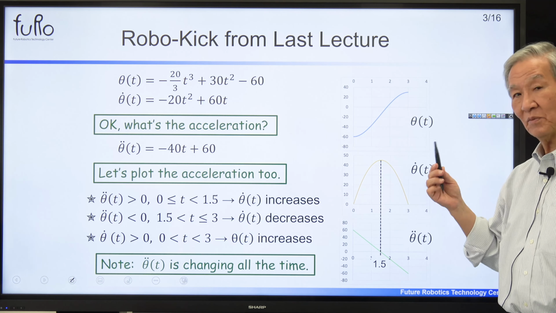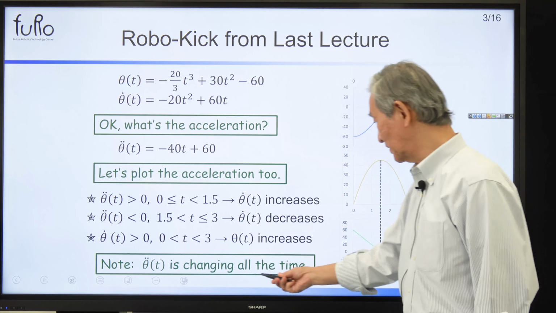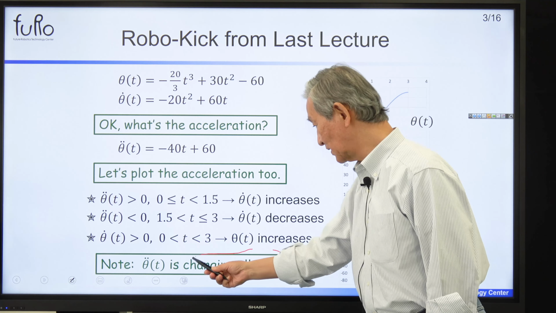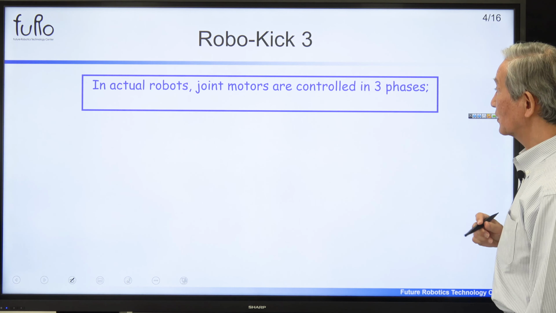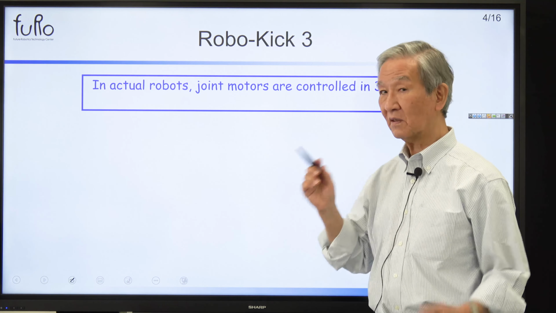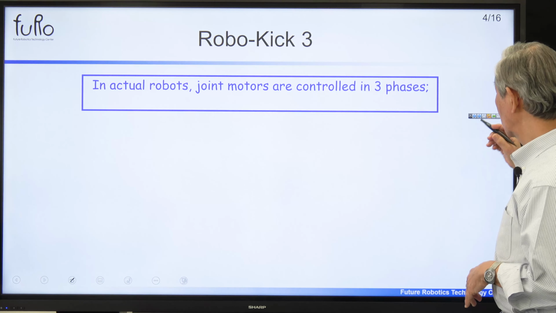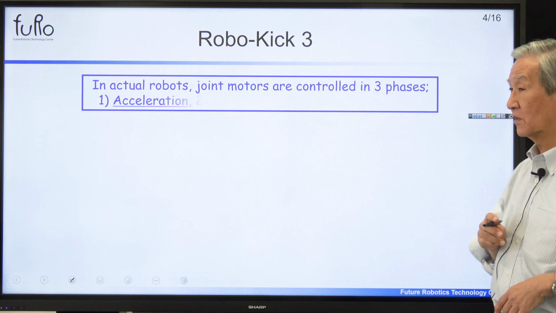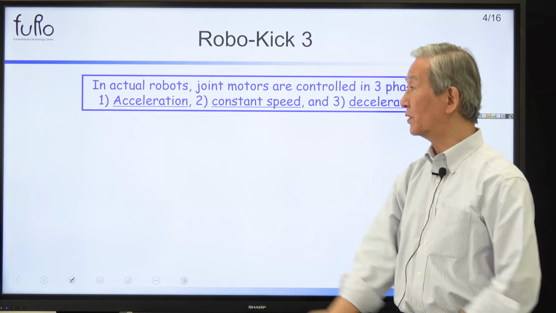Nothing wrong with that mathematically, except that there was a little note there. This one here is changing all the time. All right. So this is a fact when you are actually controlling a robot or the joint.